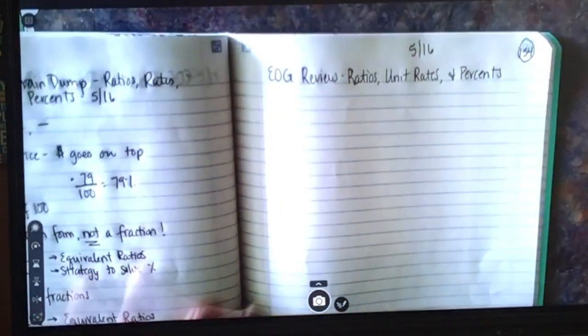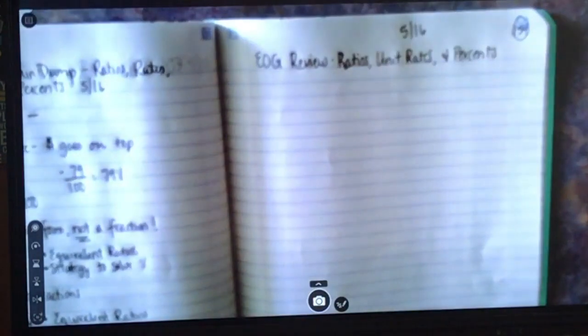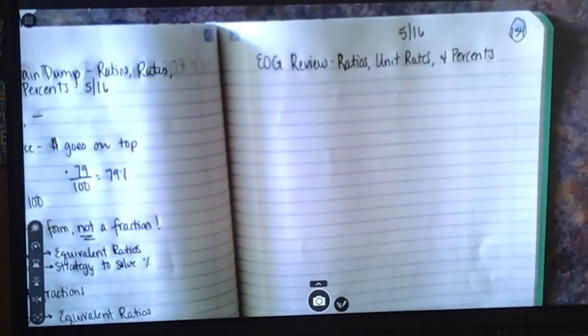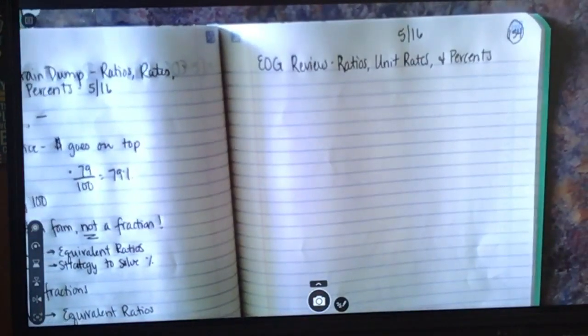All right, slide over to the right side of your page and title it EOG Review, Ratios, Unit Rates, and Percents. And then give me a thumbs up when you have that done.